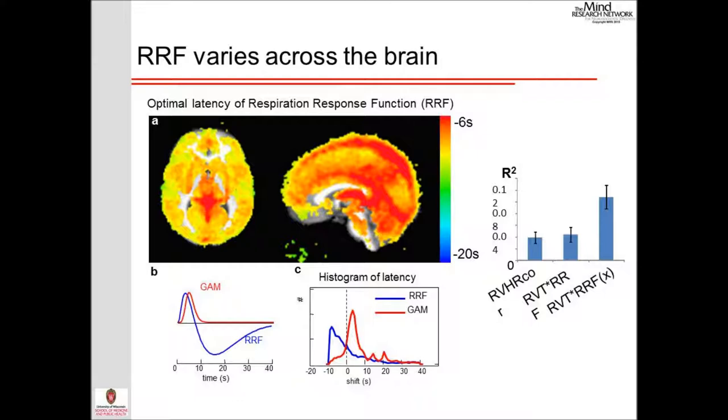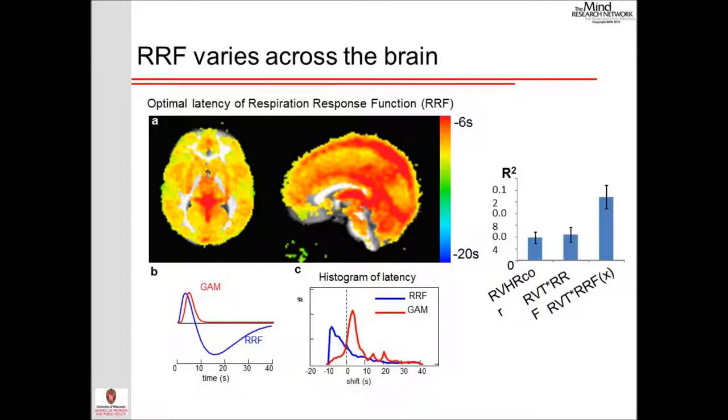One thing we know, for example, is that the respiration response function, or the RRF, as I showed you, varies quite a bit across the brain. What I'm showing you in this color plot here are the relative latencies of the typical respiration response. If you take this and convolve it with the envelope of the breathing trace, so changes in the breathing volume, you would find that it fits the data relatively well. But the latency at which it fits varies quite a bit, and you actually have to shift things back by several seconds to get the better fit. If you don't allow for that shift, you have a certain amount of variance, 0.8% variance. If you do allow for that shift, you account for considerably more variance.